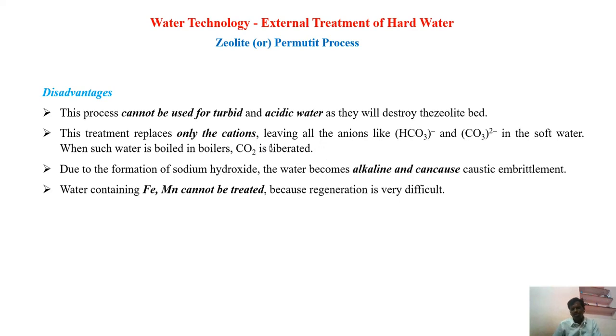Sometimes CO2 will be liberated, and that CO2 may produce pressure. So it is another kind of disadvantage. Next, because of the formation of sodium hydroxide in this process, the water may sometimes be alkaline. If the water has ions other than calcium or magnesium, we cannot treat it. That means we cannot treat water that contains iron or manganese, because these ions cannot be removed. That is another important disadvantage.